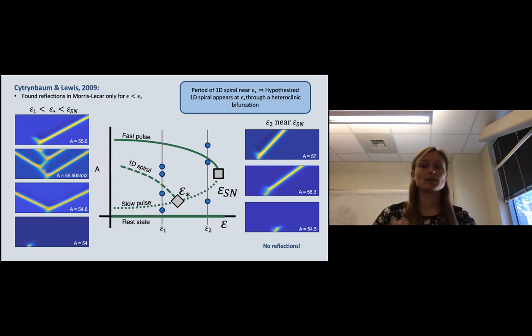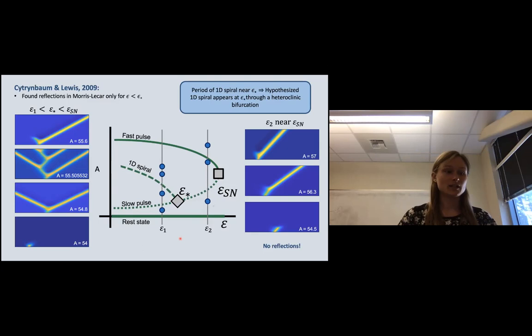And so they looked at what happens to the period of the 1D spiral as this epsilon approaches this epsilon star. And they hypothesized that this 1D spiral actually appears through a heteroclinic bifurcation related to the unstable manifold of the slow pulse. They also did some additional computations to find that the slow pulse itself is not changing its spectral stability at all. So this led them to really believe that the 1D spiral is created through this heteroclinic bifurcation.